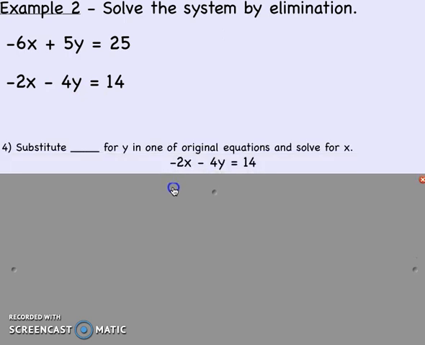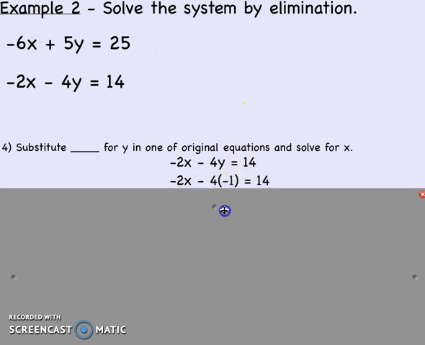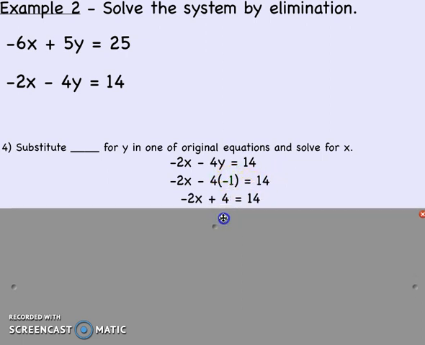All right. So my y value was -1. So I'm going to take that -1 and I'm going to substitute it. I've chosen to substitute it into the second equation. Again, you can substitute it into the first equation and you should get the same answer. So here, this now becomes -2x minus 4 times -1 is equal to 14. I'm going to solve for x.